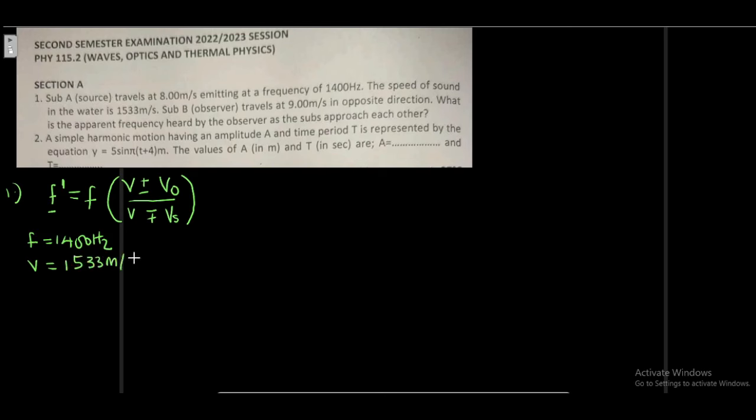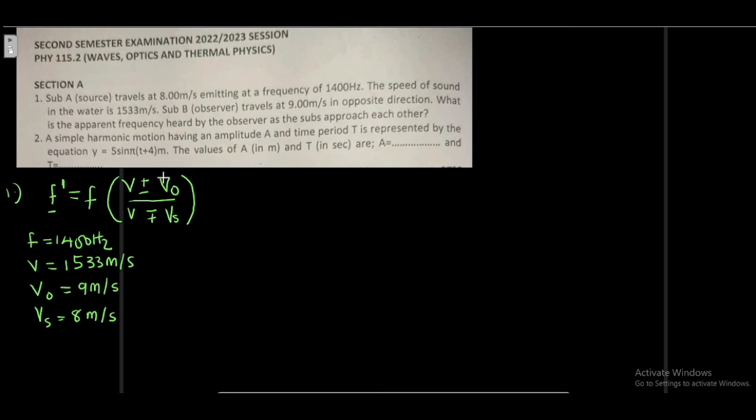V was given to us in the question, and V is equal to 1533 meters per second. This is sub B, being the observer, traveling at 9 meters per second. So the speed of the observer was also given: speed of observer equals 9 meters per second. They say in the opposite direction, so the observer and the source are moving towards each other. So what's the speed of the source? It was given in the question also. Sub A, being the source, travels at 8 meters per second. So speed of source equals 8 meters per second.